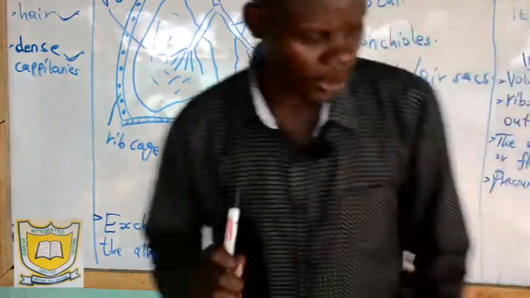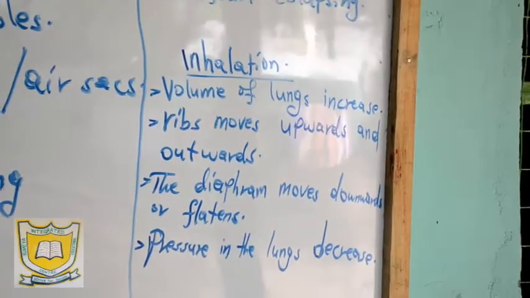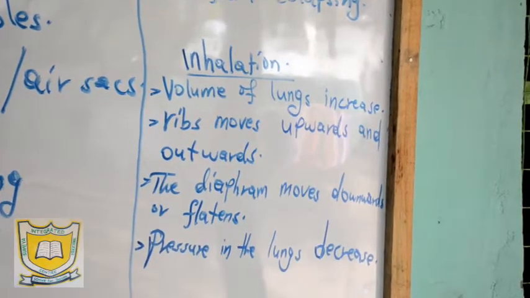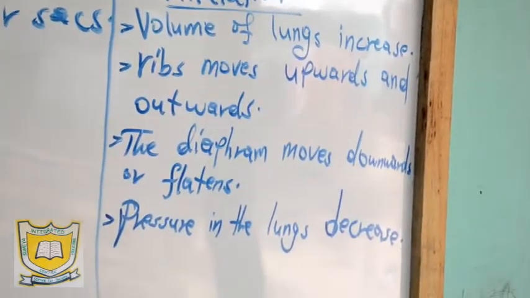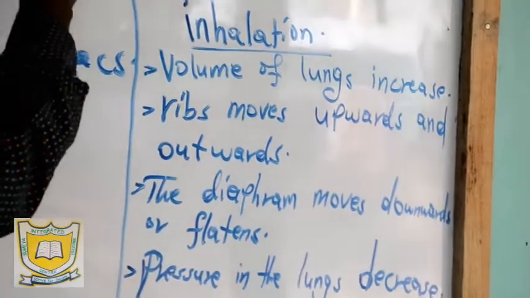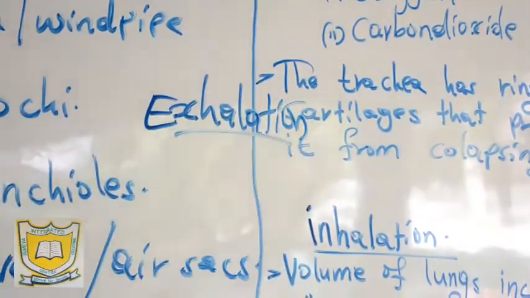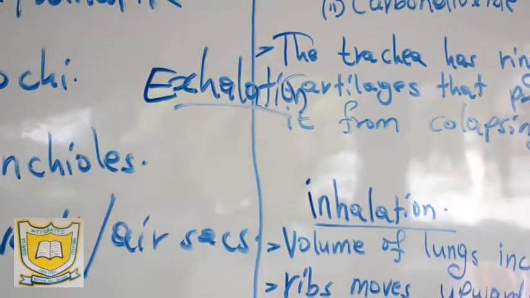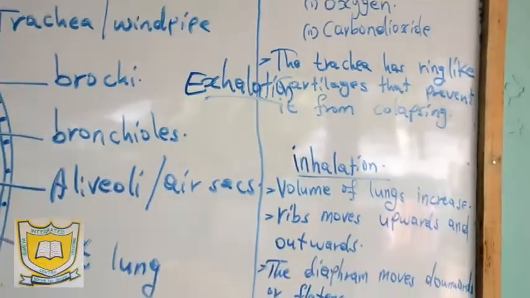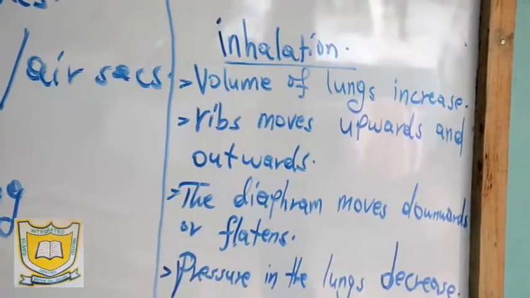Now we have breathing in and out. Breathing in is known as inhalation, and breathing out is called exhalation. That is breathing out. So, breathing in, inhalation. When you breathe in, there are some changes that take place in the breathing system, on the rib cage and also the diaphragm.